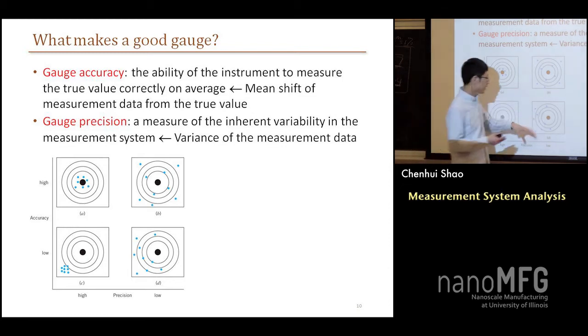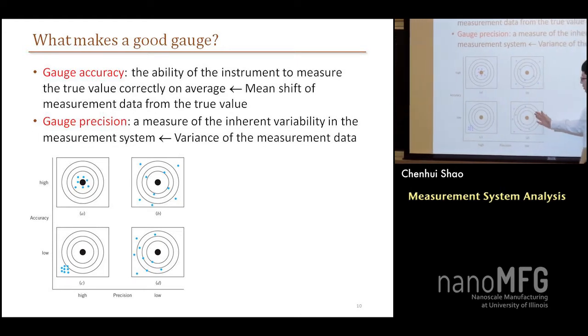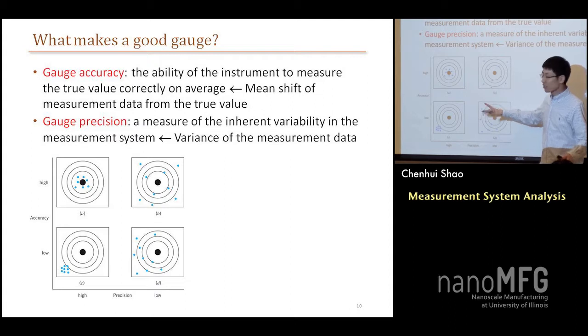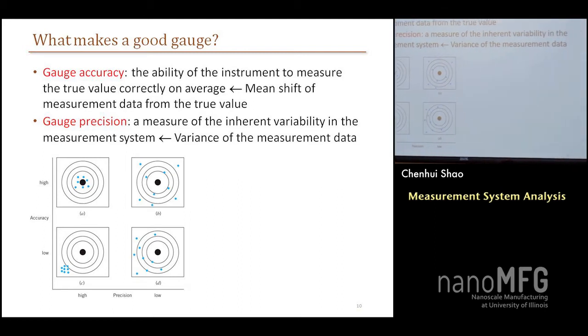And this one instead is the worst case, because the center is not there and also they are scattered off. So this one has poor precision, all the dots are very far away from each other, but we still have pretty good accuracy because the average is still close to the center. Does that make sense? So in order to have a good gauge, you need to have both satisfied.